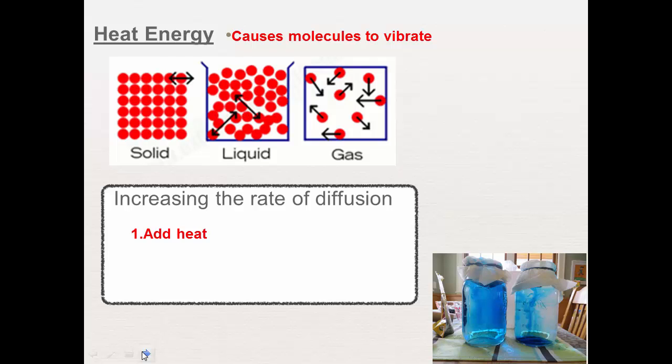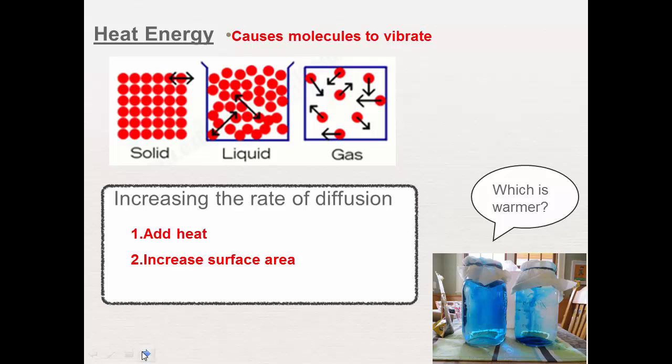So we can increase how quickly diffusion happens by doing a couple of things. One is by adding heat. The warmer the air, the more quickly molecules will diffuse through it. The warmer a liquid is, the more quickly molecules will diffuse in it. So heat is one factor that affects the rate of diffusion. Now, I'm going to show you this demonstration rather than look at this video.